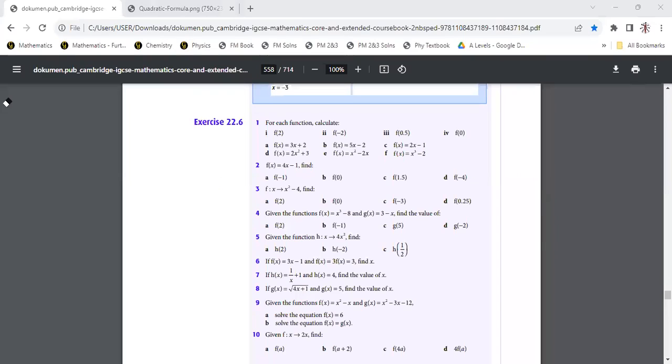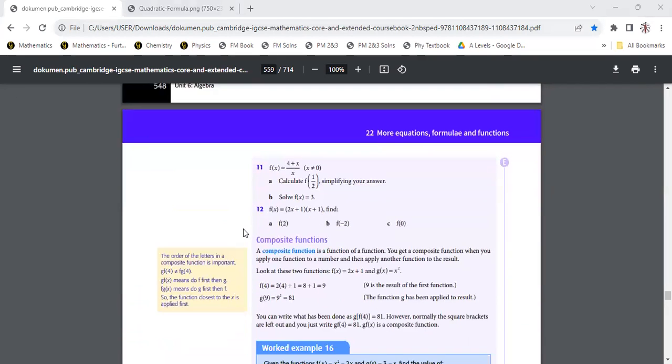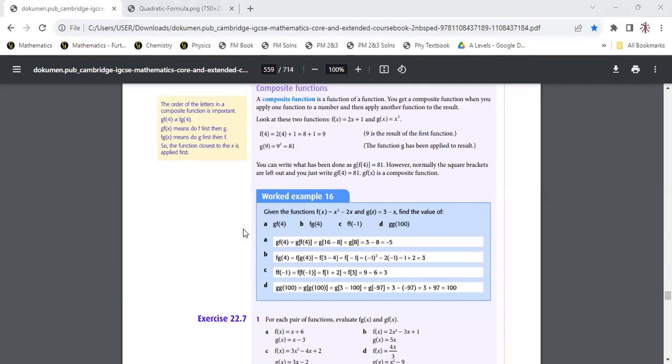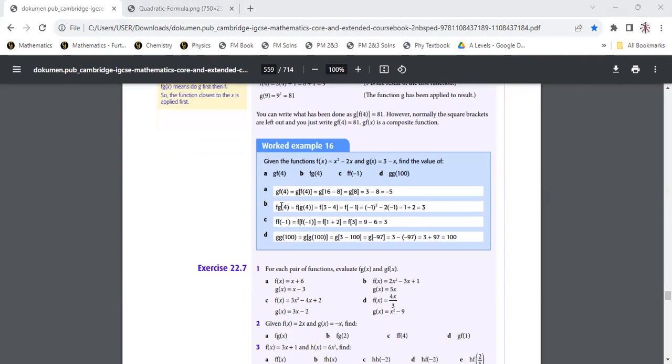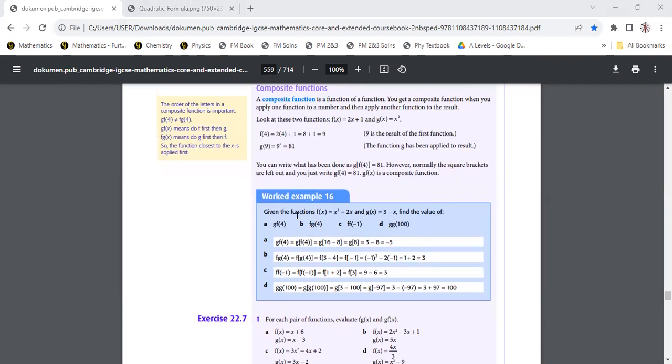Let's see how we deal with trickier functions this time. So we have composite functions where, let's say, you have f of x and g of x. Sometimes you want fg of x or gf of x. For example, let's say you have these two functions here, x squared minus 2x and 3 minus x. So if they ask gf of 4, you actually need to solve f of 4.